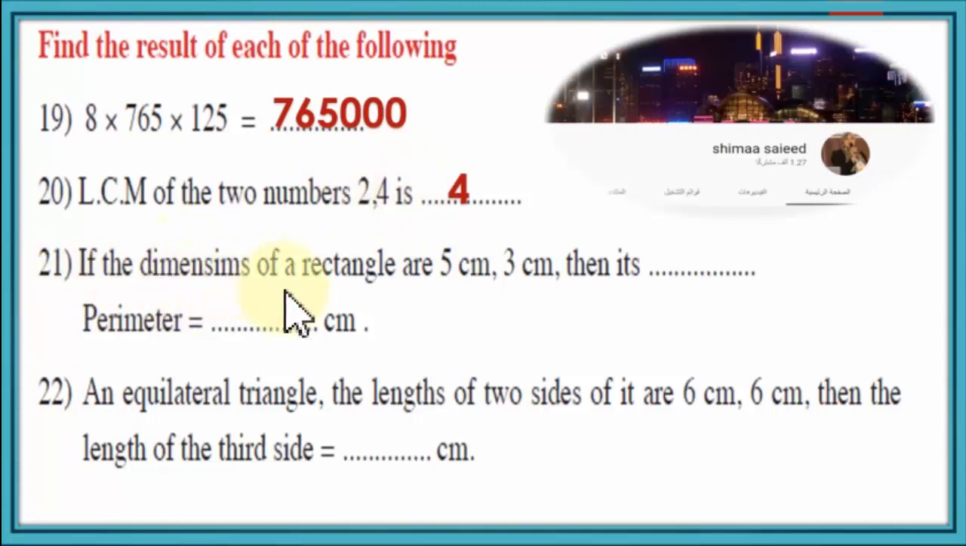If the dimensions of a rectangle are 5 cm and 3 cm, then its perimeter is length plus width all times 2, which is 5 plus 3 all times 2. 5 plus 3 equals 8. 8 times 2 equals 16 cm. An equilateral triangle, the lengths of two sides of it are 6 cm, 6 cm. Then the length of the third side is 6 centimeters because it is an equilateral triangle.